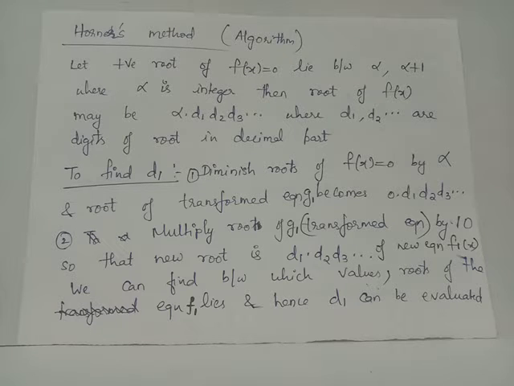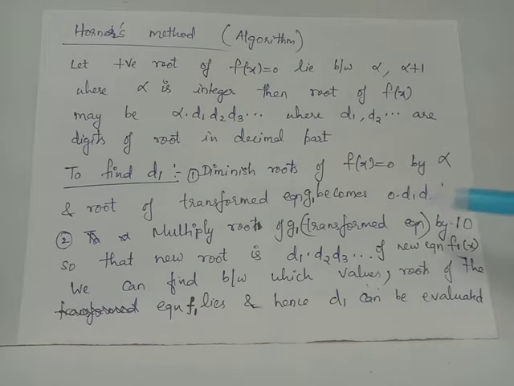For that, we will diminish the root alpha.d1d2d3 by alpha, so that we will get the root 0.d1d2d3. When you diminish the root of f(x) = 0 by alpha using the synthetic division method, you will get a new transformed equation g1(x) whose root will be of the form 0.d1d2d3 etc. If you multiply this root by 10, the new root will be d1.d2d3 etc. But in order to get the equation whose root is d1.d2d3 etc., we have to multiply g1(x) using powers of 10. Then we arrive at the new equation f1(x).